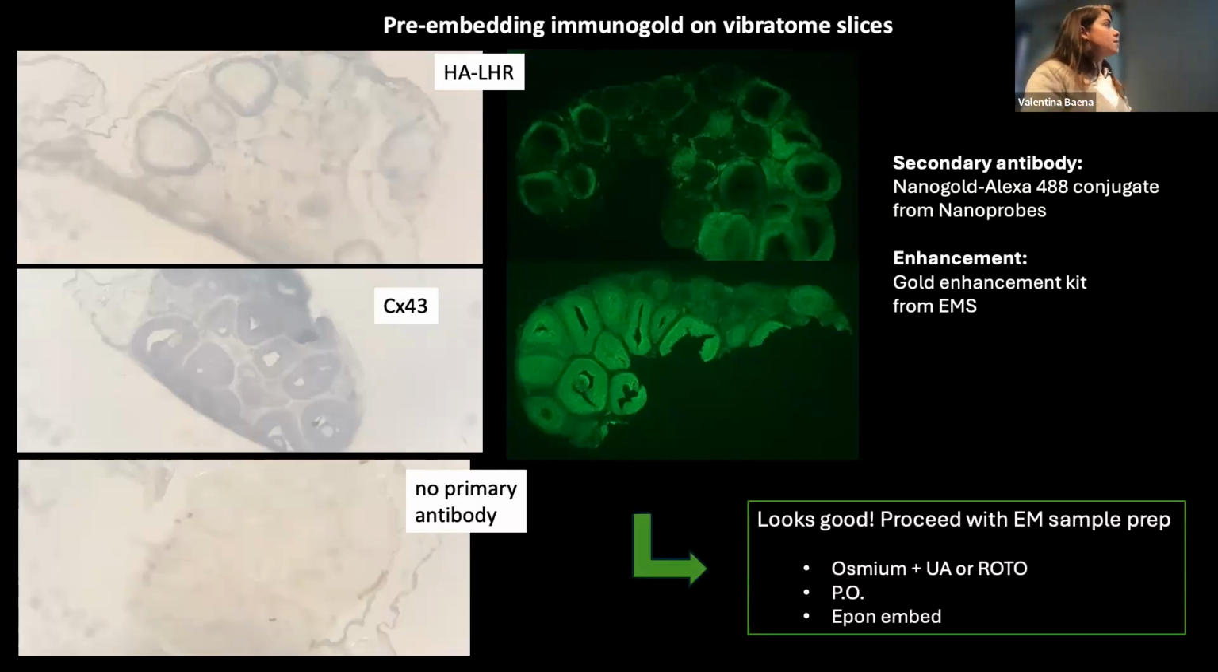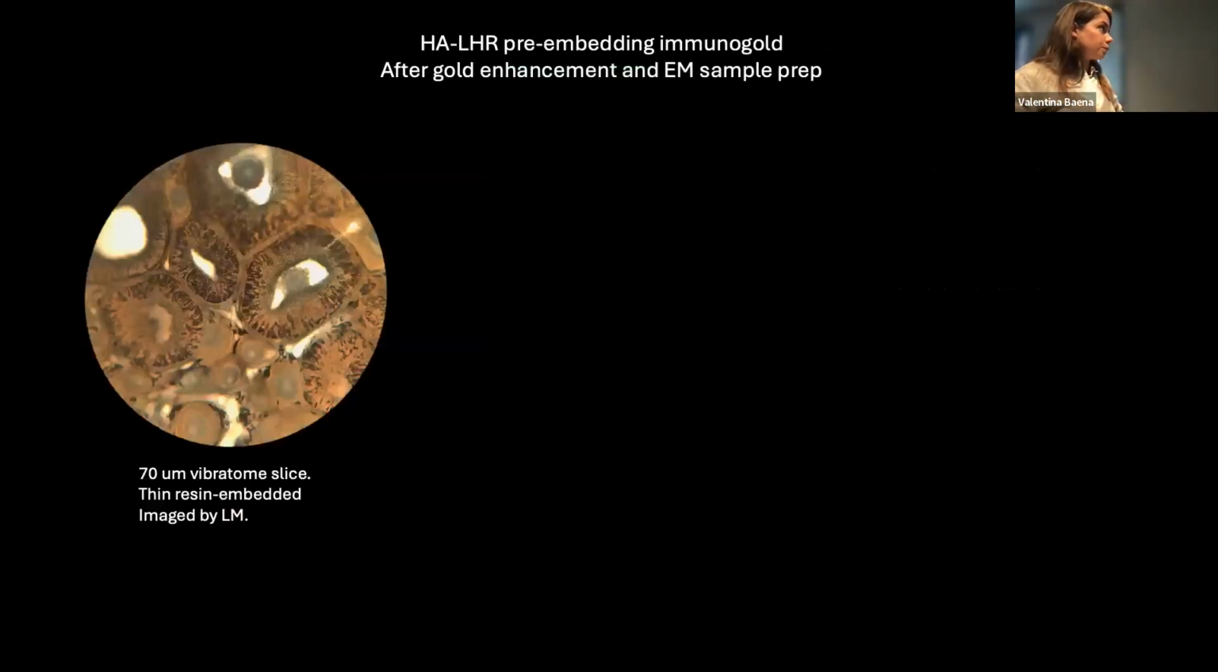This is a great technique because at this point, you've only really worked on this for maybe a day, and you left it overnight in antibodies. You don't have to wait until you process the whole thing for EM before getting results. So this is a great checkpoint. At this point, it looks good. This signal looks good. This signal looks good. So now we can go ahead and process these vibratome sections, again 70 micron thick, with full osmium, UA or ROTO, PO, and EPON embedment.